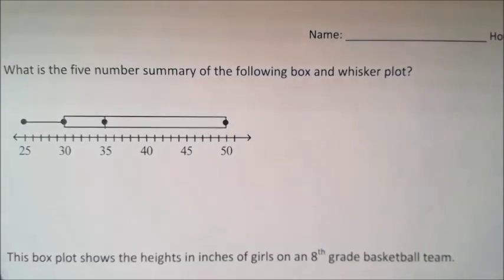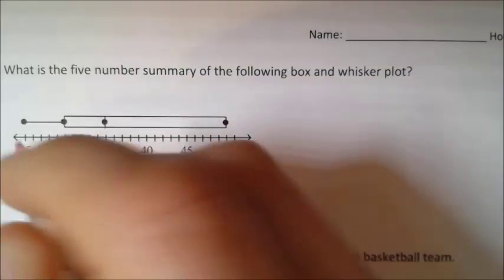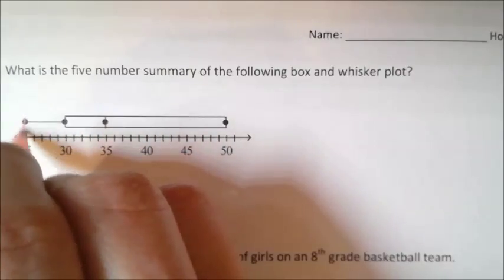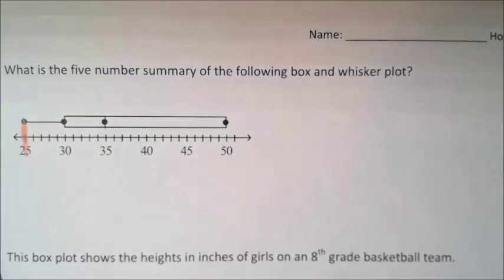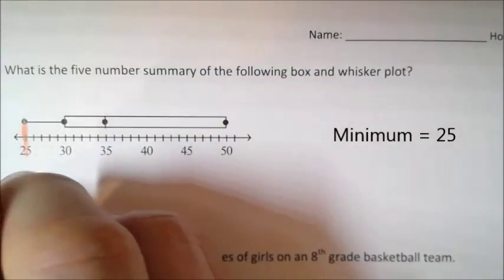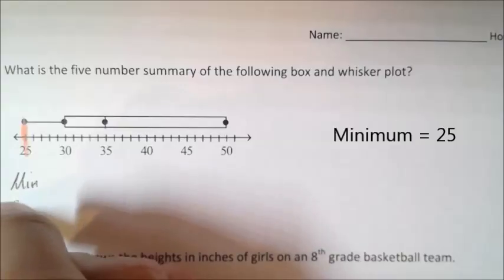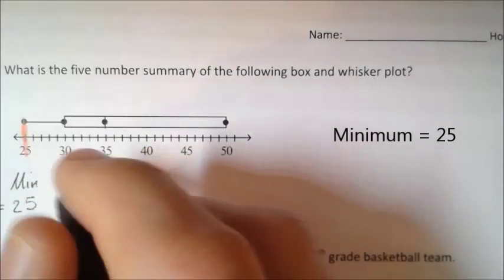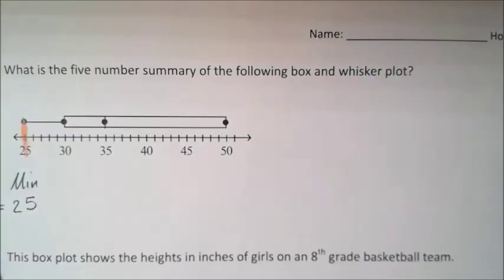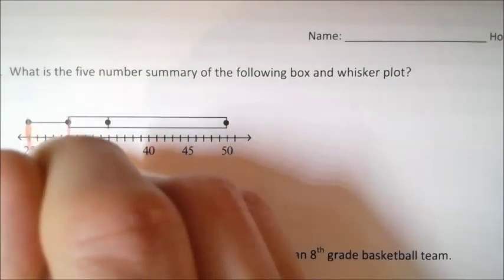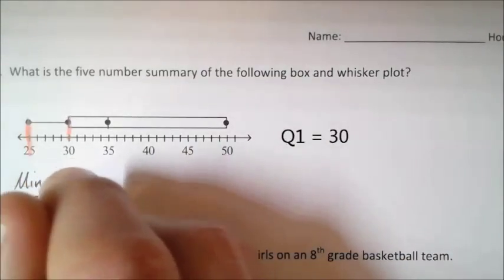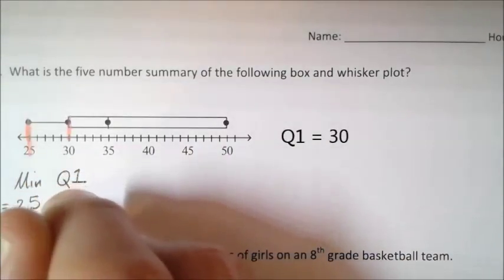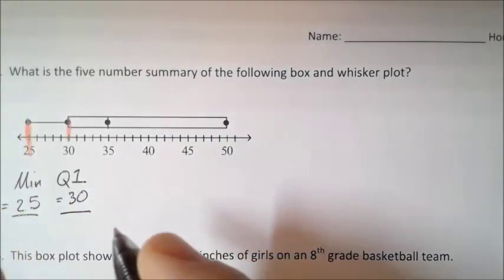So upon looking at this, all we have to do is find where our points cross. I can go from here. This is my minimum value. Notice that it goes down and hits 25. So I'm going to put my minimum equals 25. Then the next thing we're going to look at is our next one, and if I follow it down, notice it hits right on 30. And so my Q1 equals 30. That's my second number.